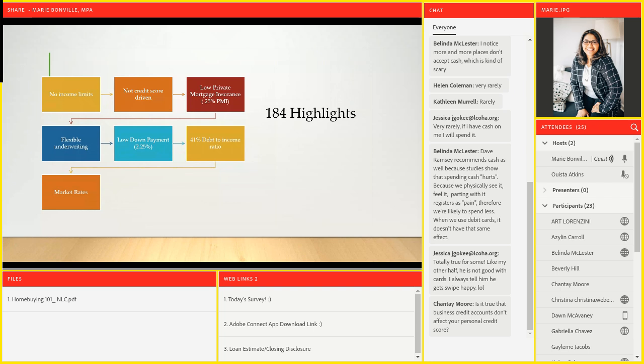Low down payment, it's only 2.25%, where even FHA's first-time home buyer product is 3.5%, right? So that's a huge savings to our clients, that they don't have to bring as much to the table. And then the debt to income ratio is also higher than the national average. On a conventional or conforming loan, you're looking at 36% as the average that they would like to see for your debt. In this case, it's 41%. And the other thing is that it's based on market rates, so it's competitive.